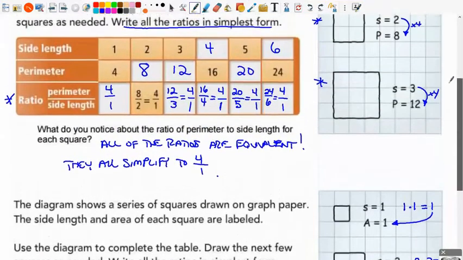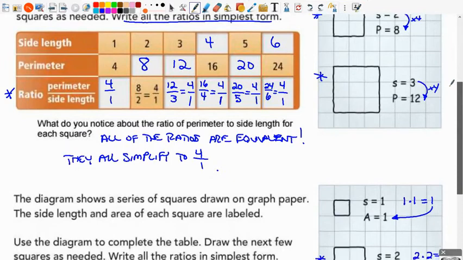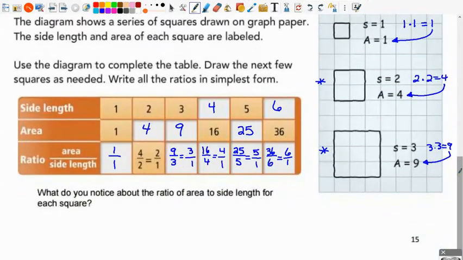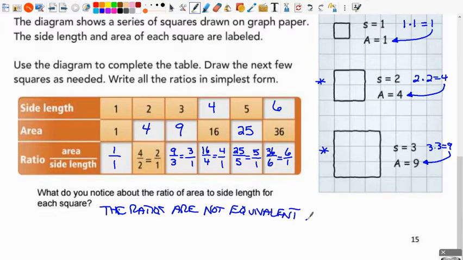Well, when we did perimeter to side length, all of the ratios were equivalent, but when we did area to side length, we see that the ratios are not equivalent. Let's write that down. The ratios are not equivalent. Okay, so these two examples are going to help us understand what it means for a relationship to be proportional and what it means for a relationship to be non-proportional.